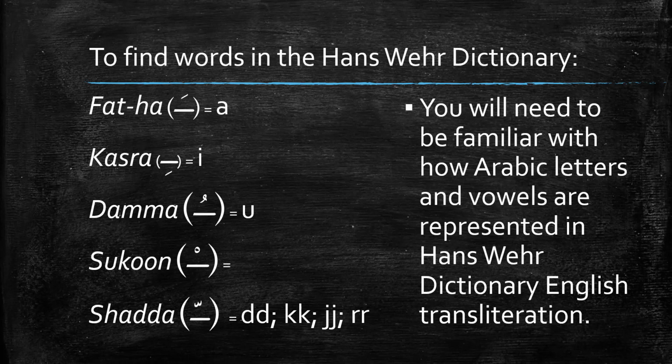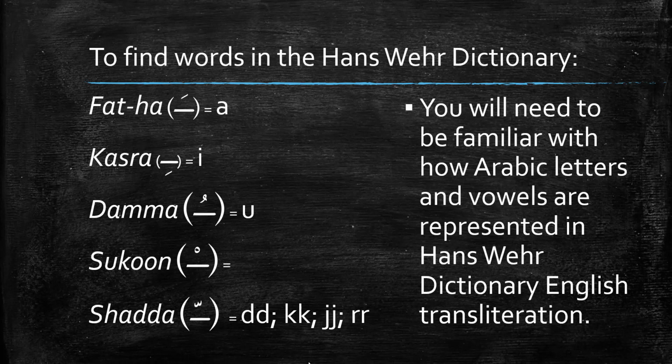The last thing is shadda. We talked about that a little bit last time, and we said that shadda is the only time where we will see a doubled consonant. There are no double consonants in the Hans Wehr Dictionary except for the shadda. In all other instances, each Arabic letter is represented only by one English letter.